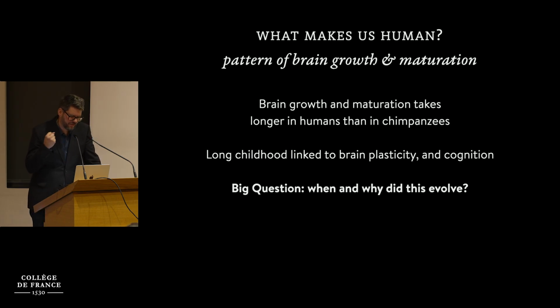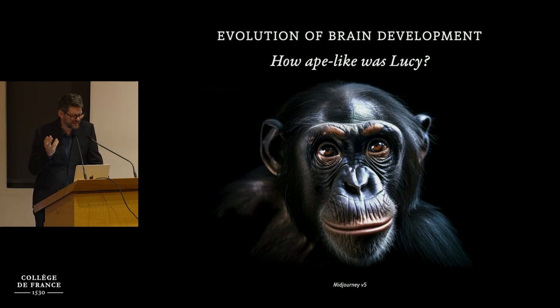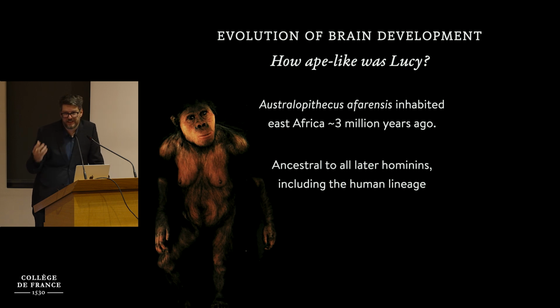And we're looking at fossil evidence in a comparative framework, as I mentioned before, and we're going back several million years of hominin evolution. And basically, we phrase this question as how ape-like in the brain development was Lucy. So Lucy, as many of you will know, is a famous representative of a hominin species that lived in East Africa more than 3 million years ago. So the formal species name is called Australopithecus afarensis. And they have a key position in the hominin tree because they're likely ancestral to all later hominins, including ourselves, right?